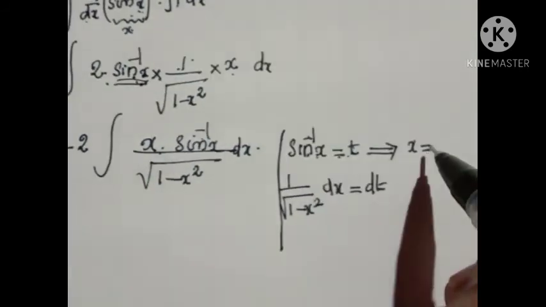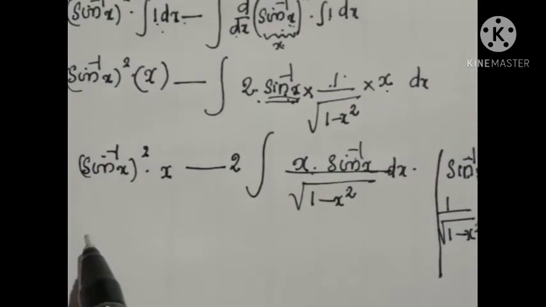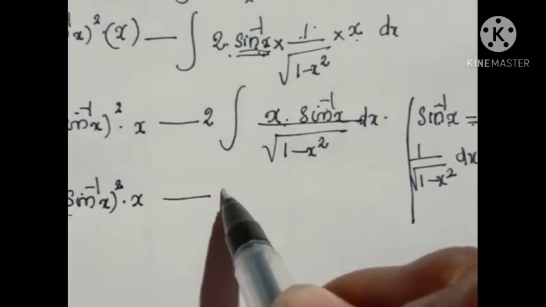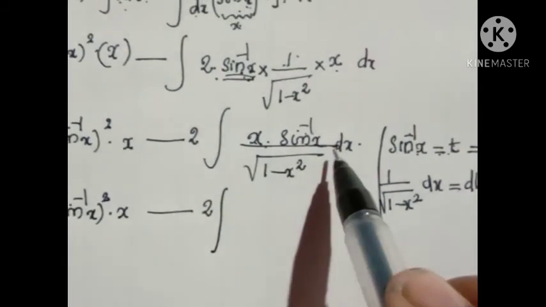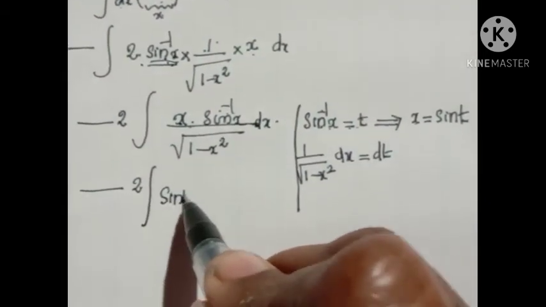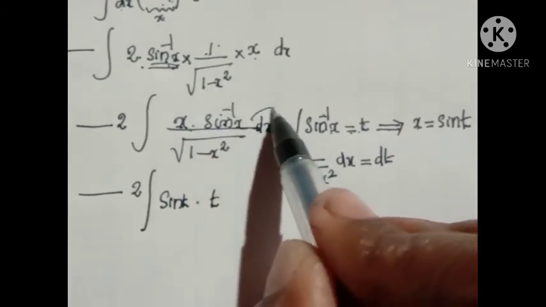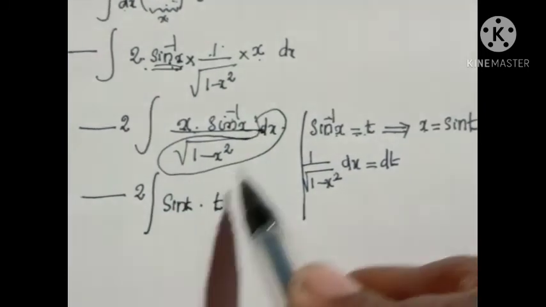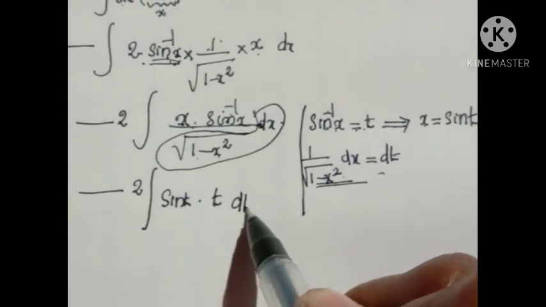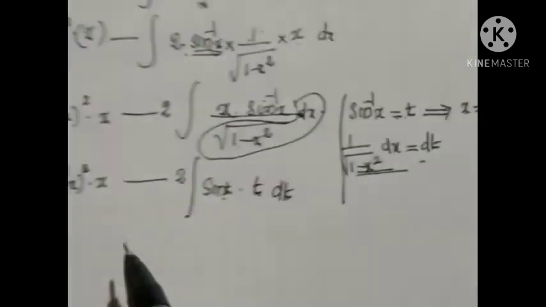Take the sine inverse to the right side. So x equals sine t. So this integral becomes this term as such into x minus 2 into integral x dx. What is x? x is sine t. What is sine inverse x? t. Now this dx by root of 1 minus x square can be written as dt. So our integrand reduces to sine t dt.